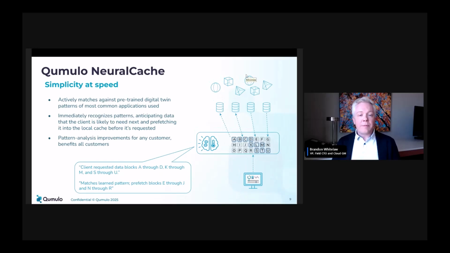So that pattern analysis is happening on a directory level basis and actively in real time being altered or changed to maximize the output for customers. Again, all this without you having to manage or set or specify anything in the file system. Next.